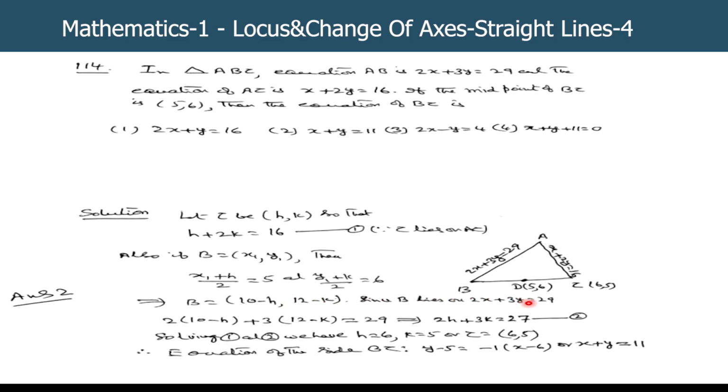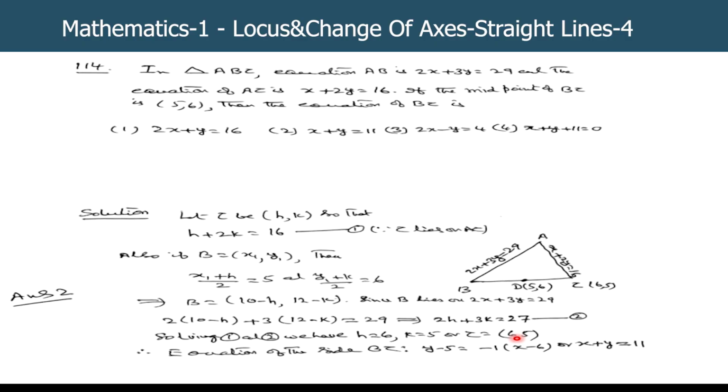Since B lies on 2x plus 3y is equal to 29, substituting 10 minus h and 12 minus k in the equation, you will get 2 into (10 minus h) plus 3 into (12 minus k) is equal to 29, or 2h plus 3k is equal to 27. Now, you solve this equation with h plus 2k is equal to 16, then you will get h is equal to 6 and k is equal to 5, or the point C is (6, 5).